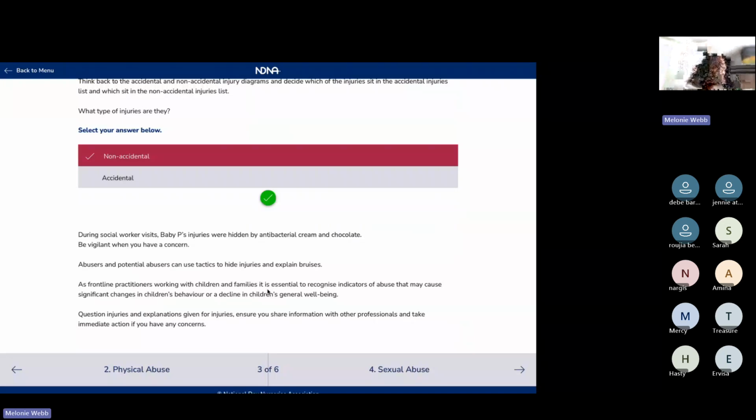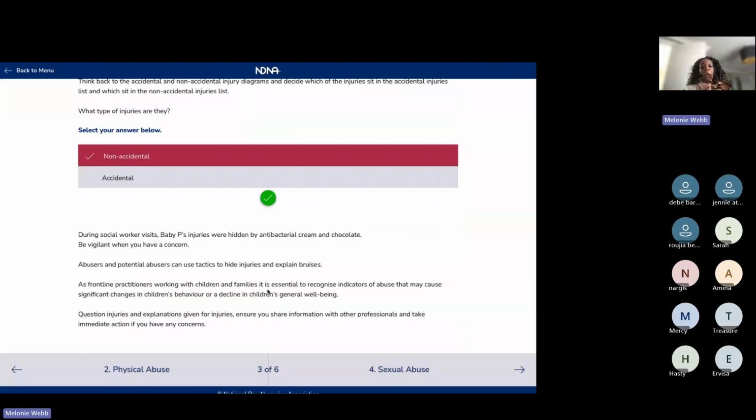So during social worker visits, Baby P's injuries were hidden by antibacterial cream and chocolate. So be vigilant when you have a concern. Abusers and potential abusers can use tactics to hide injuries and explain bruises. As frontline practitioners working with children and families, it's essential to recognise indicators of abuse that may cause significant changes in children's behaviour or a decline in children's general well-being. Question injuries and explanations given for injuries. Ensure you share information with other professionals and take immediate action if you have any concerns.